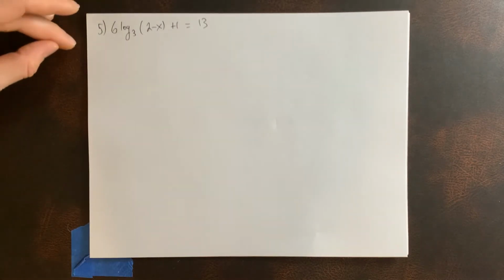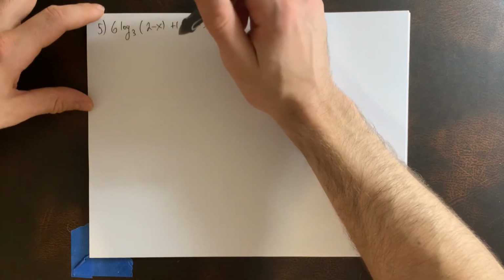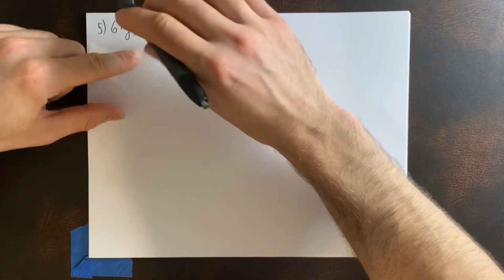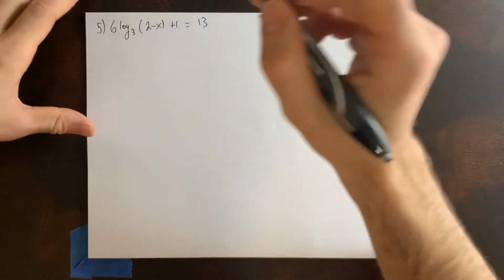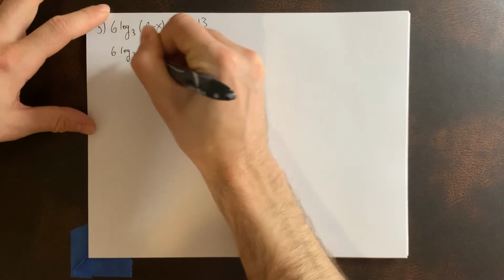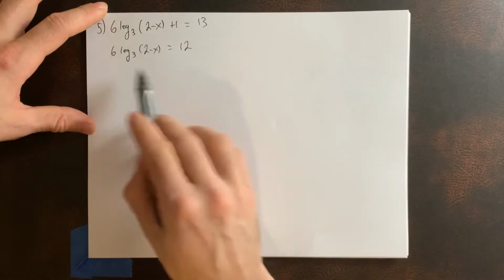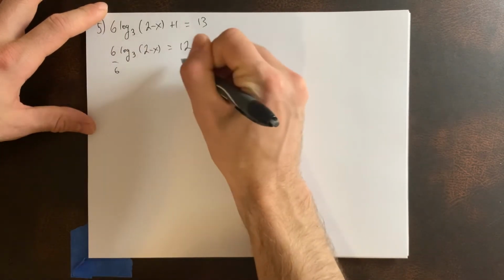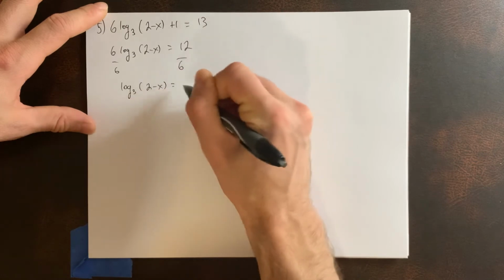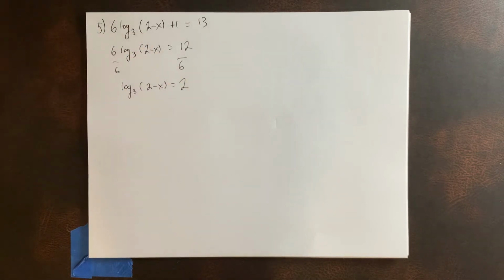So the way we want to solve this is, we've got some things over here, the 6 and this 1, and then the log base 3 of 2 minus x. The first thing we're going to want to do is get a log on one side, and everything else onto the other side. So we can get this 1 and move it over to the right. Then we would have 6 log base 3 of 2 minus x is equal to 12. Then we can divide by 6 on both sides. So log base 3 of 2 minus x is equal to 2. Now we have a log alone on one side, and just a number on the other side.